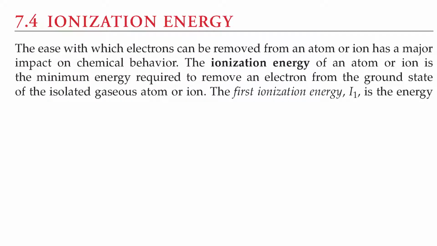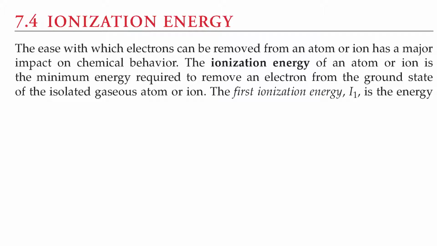Section 7.4, Ionization Energy. The ease with which electrons can be removed from an atom or ion has a major impact on chemical behavior. The ionization energy of an atom or ion is the minimum energy required to remove an electron from the ground state of the isolated gaseous atom or ion.